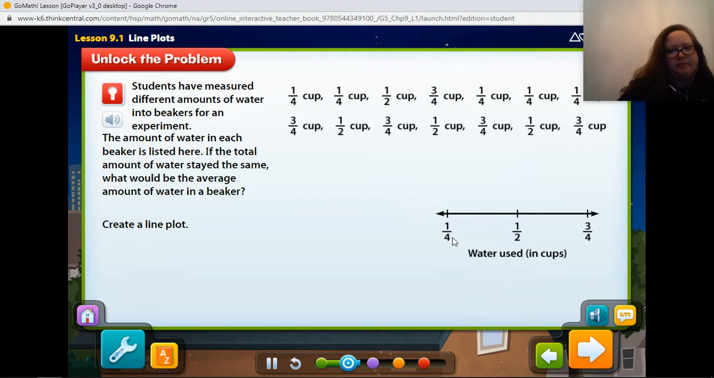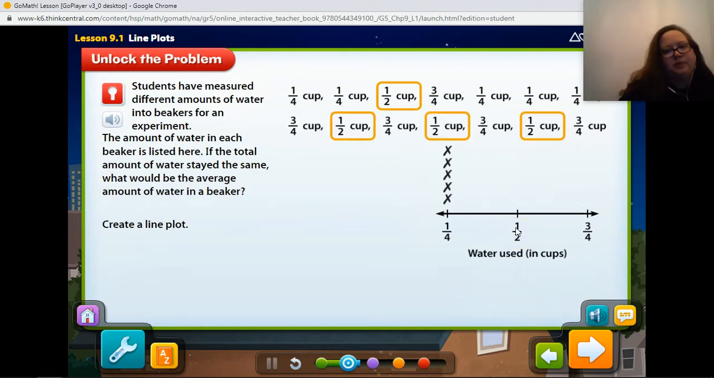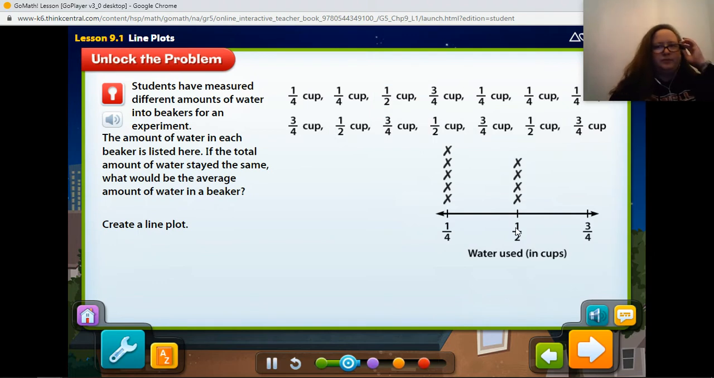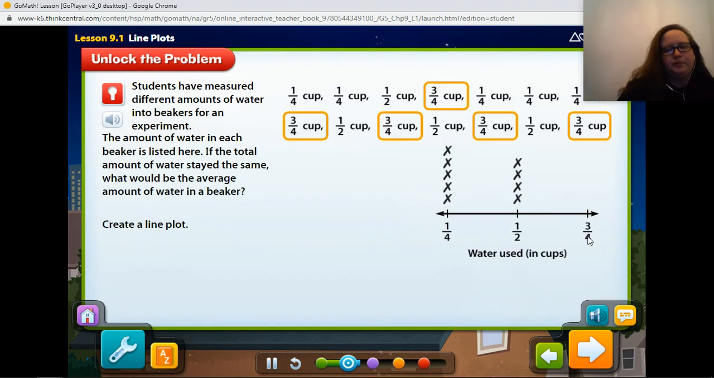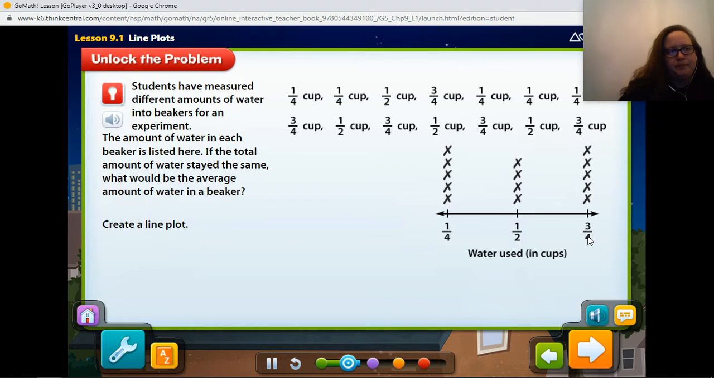Now, let's start marking how many of each measurement we have on the line plot. How many 1/4 cups do you have? We count all the 1/4 cups: 5. So let's make 5 marks in the 1/4 cup column. How many 1/2 cups do you have? We count how many 1/2 cups: 4. So let's make 4 marks in the 1/2 cup column. How many 3/4 cups do you have? And we count how many 3/4: 5. So let's make 5 marks in the 3/4 cup column.